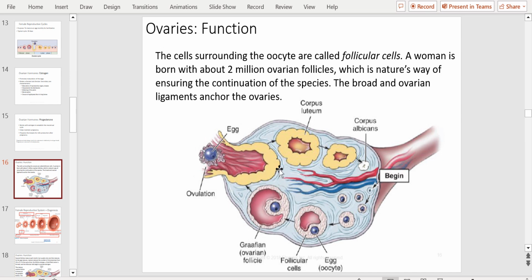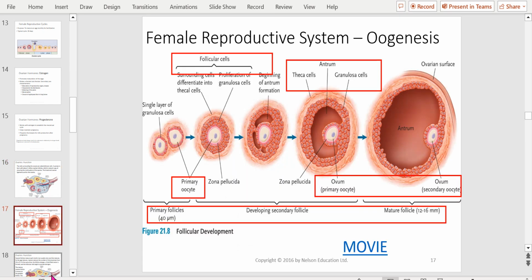From those follicular cells, they're not done yet. This is where the progesterone comes from, the corpus luteum, which eventually will turn into the corpus albicans. We'll get in there.